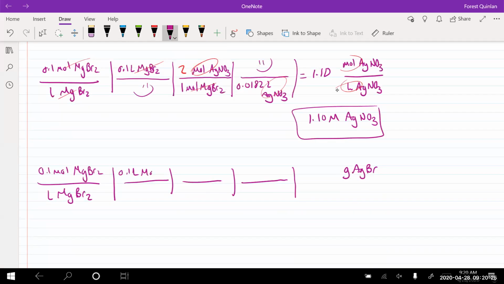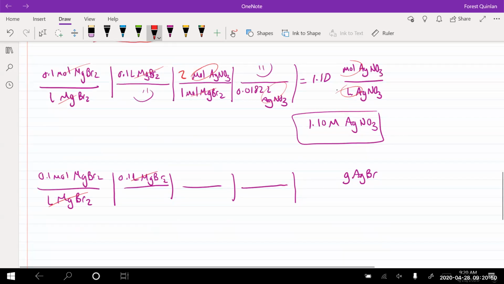0.1 liters of MgBr2. Our first steps shouldn't be any different because we're starting at the same place. It looks exactly like the problem above. The only thing now is we're going to go to a different endpoint. And so we know that we've just gotten rid of our liters of MgBr2. We need to get rid of the moles. And that's now going to be via the equation.